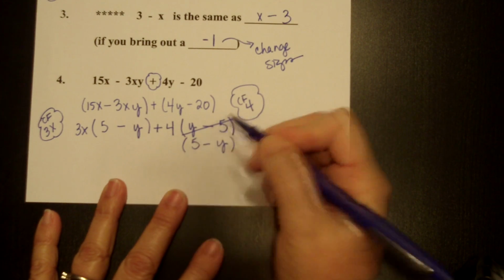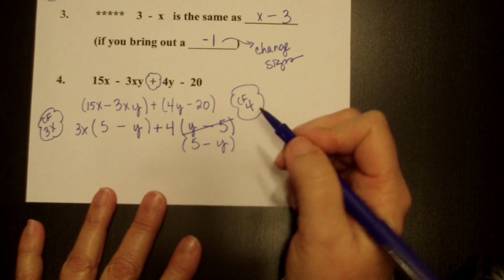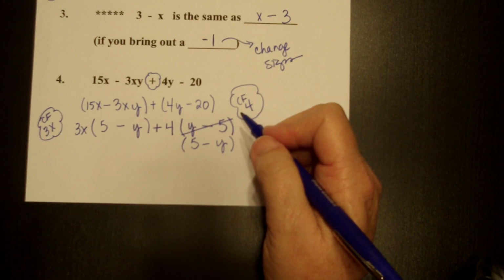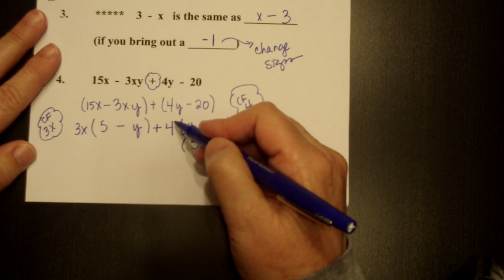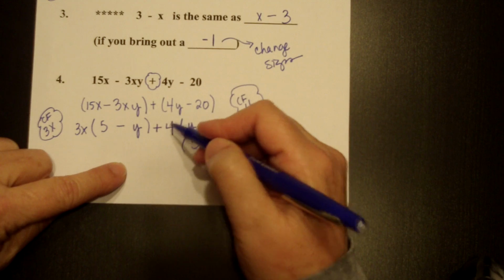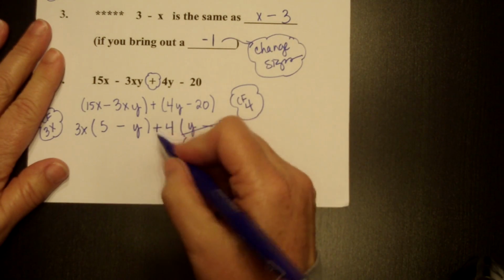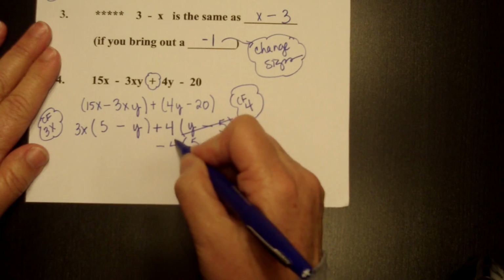And what did I tell you had to do on the outside? It said bring out a -1. Well, what's on the outside already? It's a positive 4. So what's that -1 going to do? What did I tell you it would do? It'll change the sign. So that positive 4 is now going to be a -4.